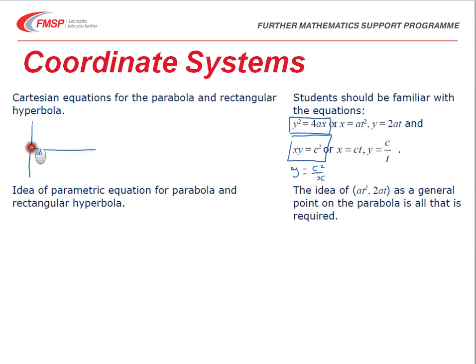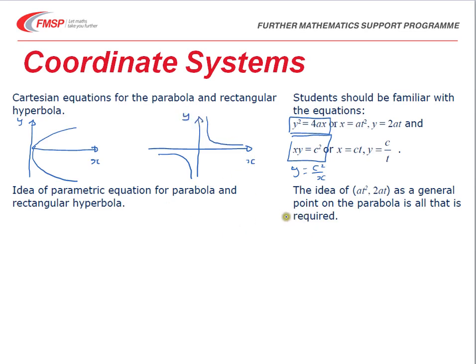equations give a parabola with its apex at the origin, and the line of symmetry being the x-axis. And the hyperbola is a rectangular hyperbola with its two branches in the first and the third quadrant of the graph.